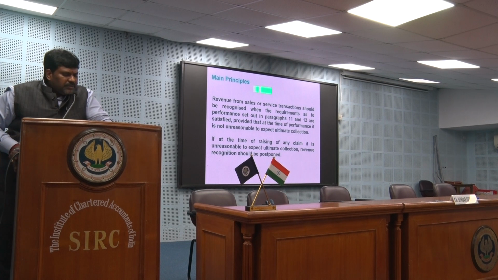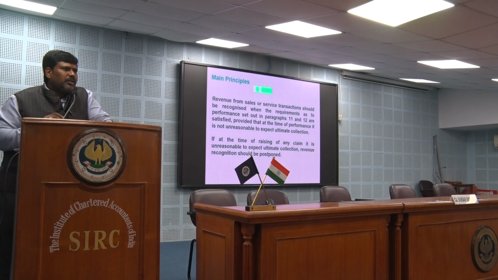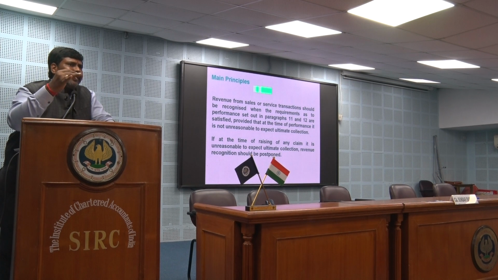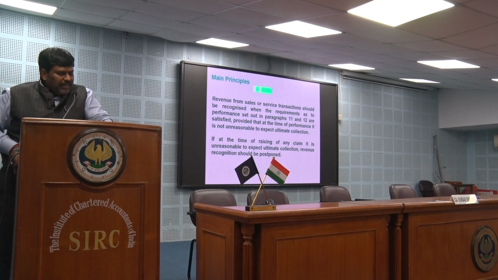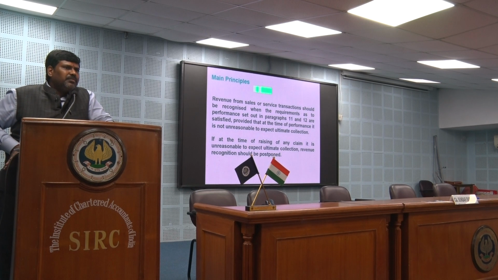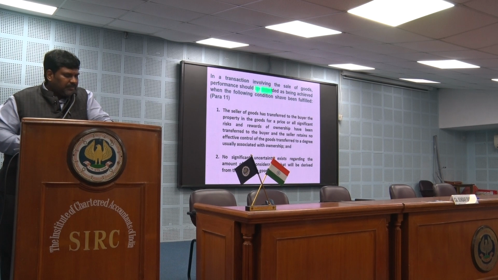Main principles with respect to recognition of revenue, which are given in the more important para number 11 and 12. Para 11 talks about revenue recognition with respect to goods, and para 12 talks about revenue recognition with respect to rendering of services. If at the time of raising of any claim it is unreasonable to expect ultimate collection, revenue recognition needs to be postponed. That's the established principle with respect to revenue recognition.